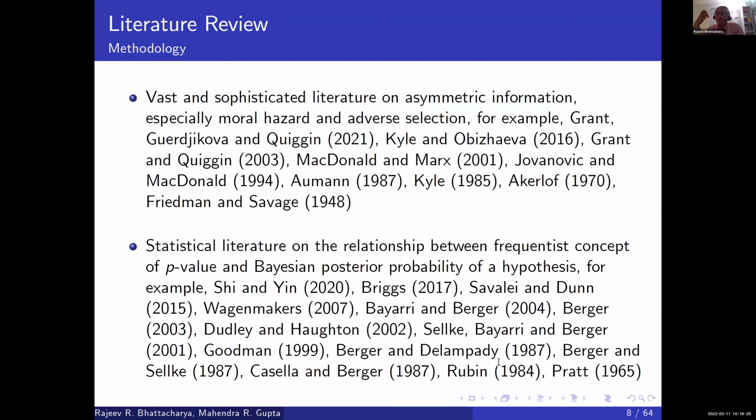This is a very, very sophisticated literature, and we don't think of our paper as a contribution to this asymmetric information literature, but we need it to be firmly anchored here. The second bullet point is relatively new, is the statistical literature on the relationship between the frequentist concept of p-value and the Bayesian posterior probability.